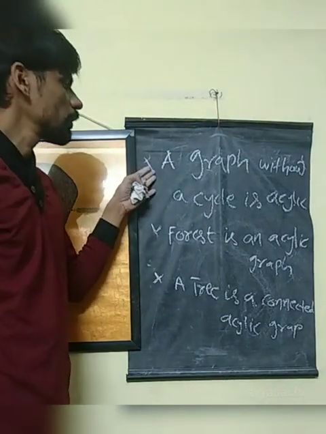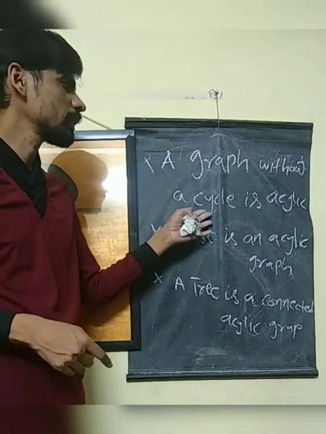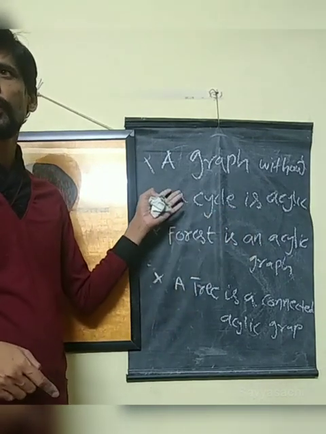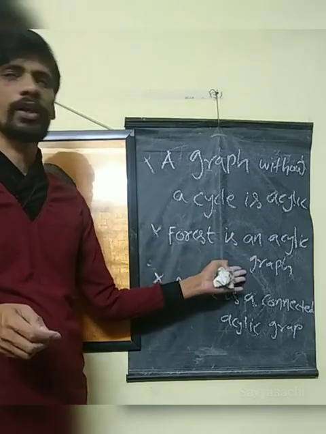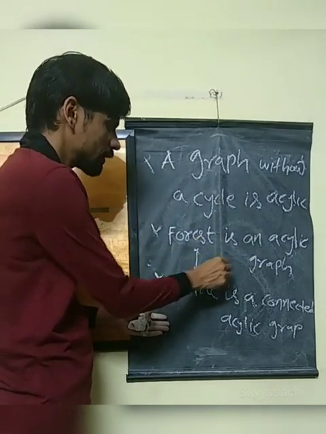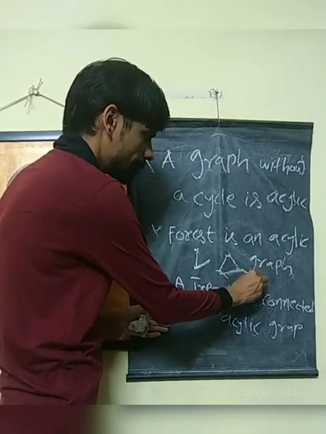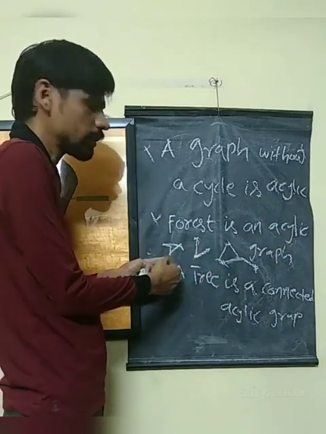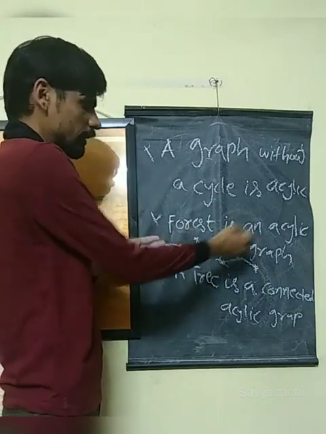So now a graph without a cycle, we will call it acyclic. And a forest is an acyclic graph. For example, I have a graph like this, with different graphs scattered through, and those are not cyclic. Then we will call it a forest, an acyclic graph.